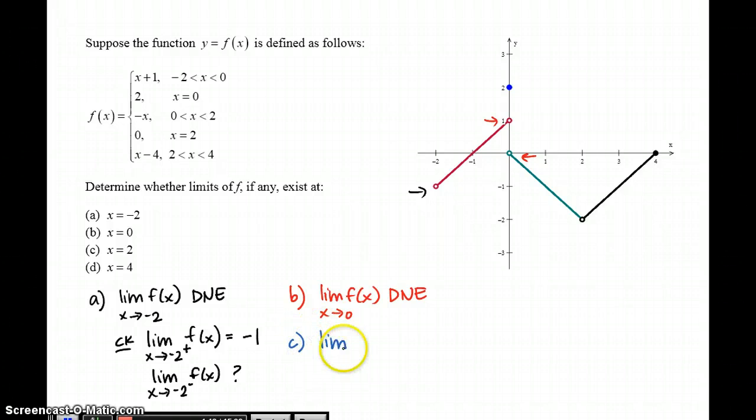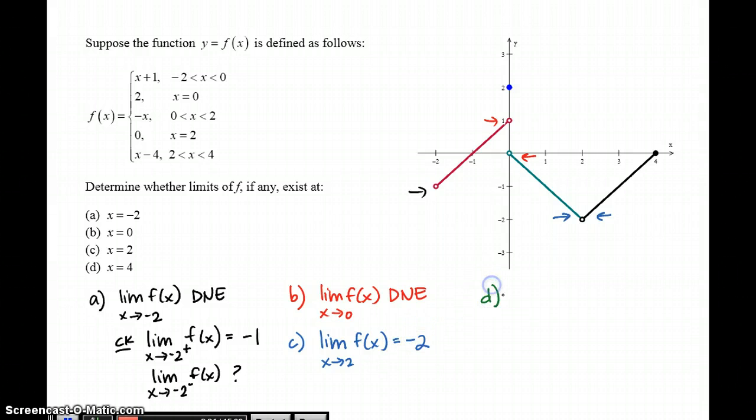Now let's look at C, the limit of f of x as x approaches 2. And so if we look there, the right-hand limit gives us a value of -2, and the left-hand limit also gives us a value of -2. Even though there is a hole at x equals 2 for the graph of f of x, the limits can still exist because we're just looking at what happens at values just to the right and just to the left of x equals 2. So we're going to say the limit of f of x as x approaches 2 is equal to -2.